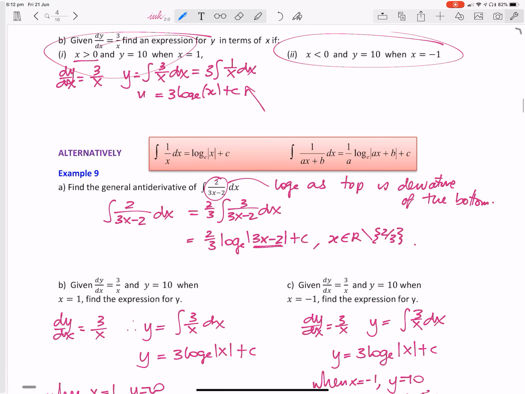In specialists, you do this all the time, but in methods, it's always going to be a linear function, like 3x minus 4 dx, and you could have something like 6 on top. When I derive the bottom, I don't get 6, I get 3. So what we can do is put a 3 on top and put a 2 out the front. The top is now the derivative of the bottom. 2 times 3 is still 6. So my answer is 2 log e mod 3x minus 4 plus c. That's a perfectly acceptable solution.